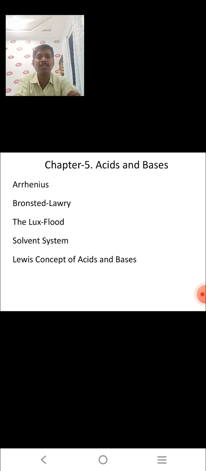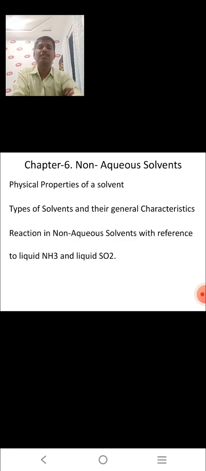Under these concepts, what is the definition of an acid, what is the definition of a base, and what are their examples for the particular concept, and which acid is known as an Arrhenius acid, which acid is known as a Bronsted and Lowry acid, which acid is known as a Lewis acid. In detail we are going to learn acids and bases under chapter number 5, acids and bases, and the last chapter of our syllabus is physical properties, non-aqueous solvents.